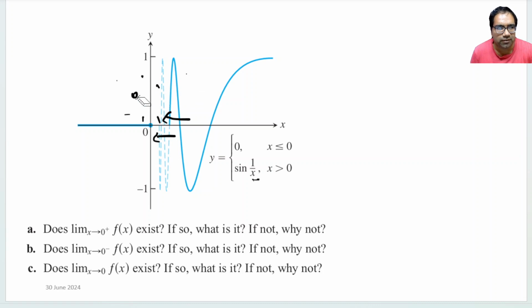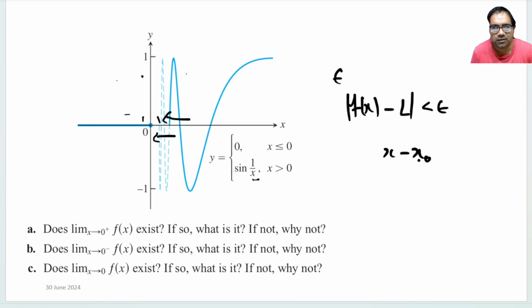So there is no limit from the right hand side. Right. What is the limit? What is the precise definition? For every epsilon, whatever small it is, f of x minus the limit, if there is a limit, the absolute value of this should be less than epsilon as long as x minus x naught is within some delta. We should be able to give some delta, right?